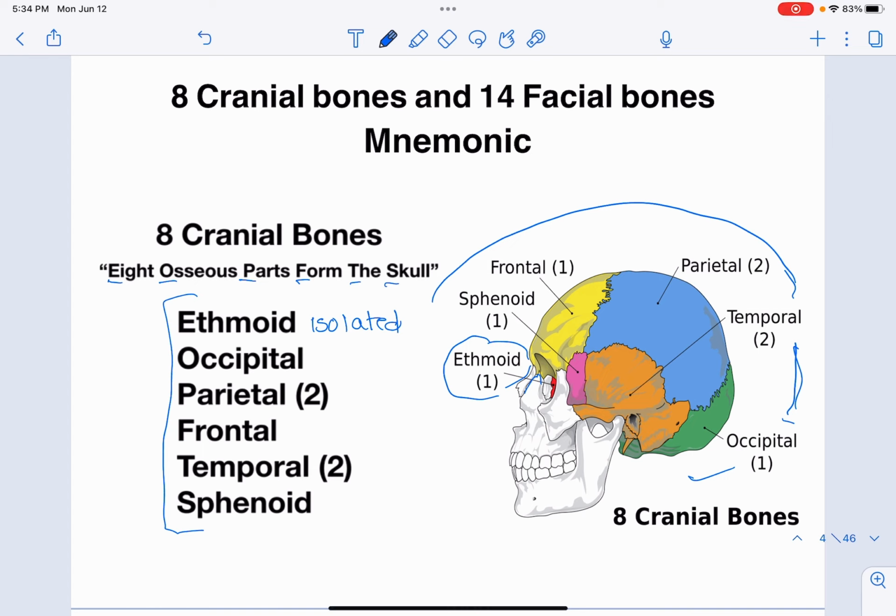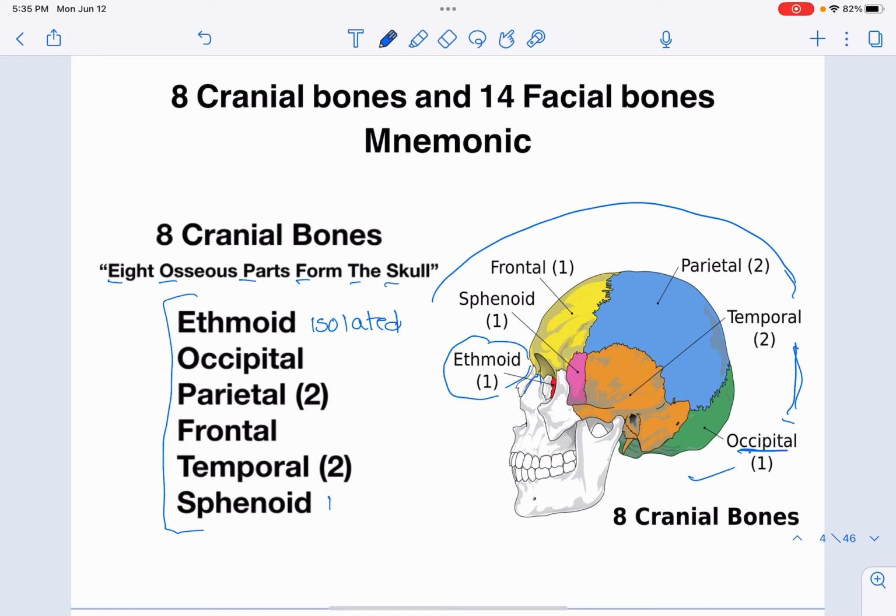We're going to talk about the occipital bone. That's here in green. That's the bone at the back of the head. We'll talk about the parietal bone. There are 2 parietal bones, so some of these come in pairs, okay? There's the frontal bone in yellow, the temporal bone in orange, that's the side of the skull. There are 2 of them. And then the sphenoid bone, which is in pink.